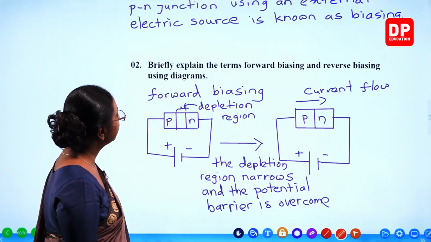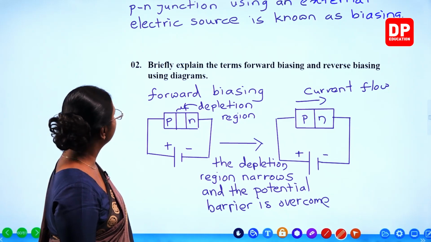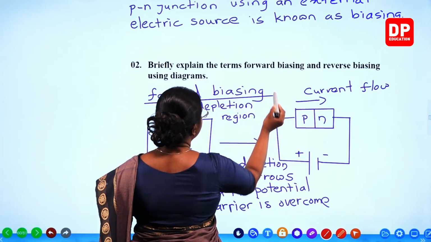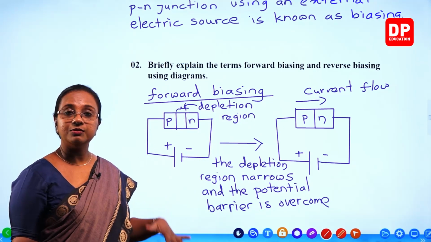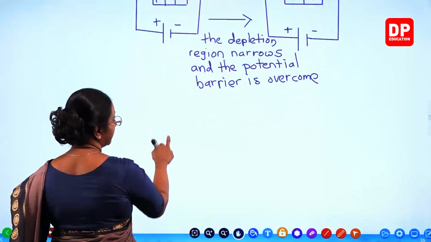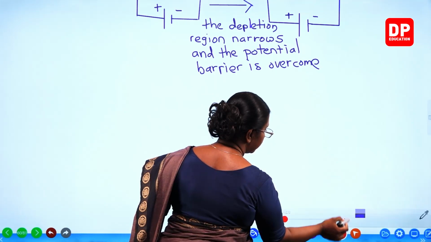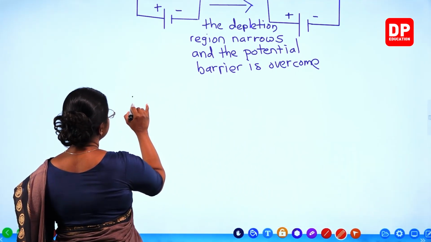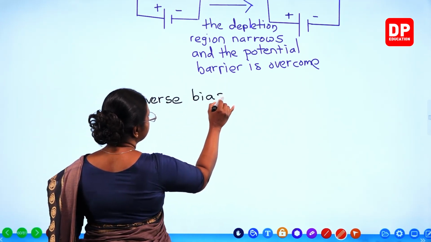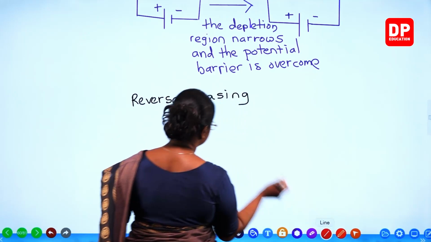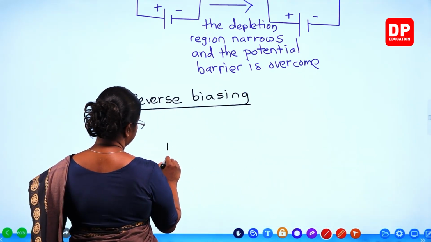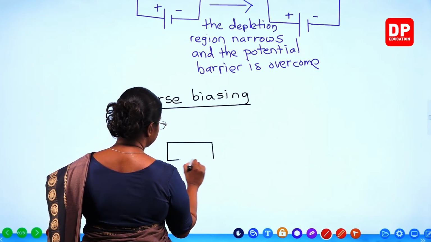So briefly explain the terms forward biasing and reverse biasing using diagrams. So here we have explained forward biasing first. Then we need to explain reverse biasing also. Reverse biasing, I will use a different color, then it's easier. Reverse biasing. So here also we can draw two PN junctions.